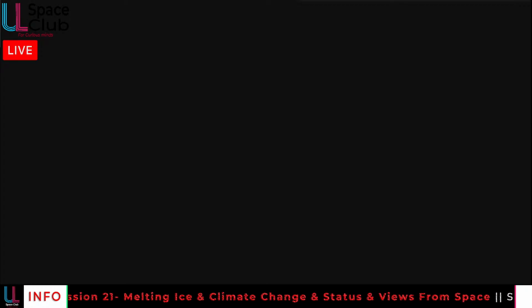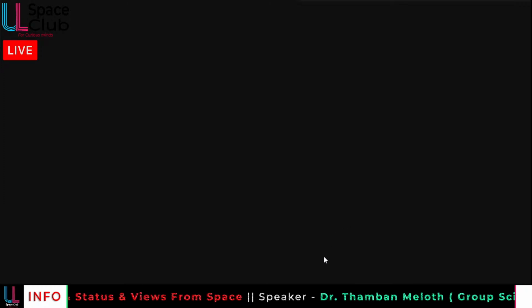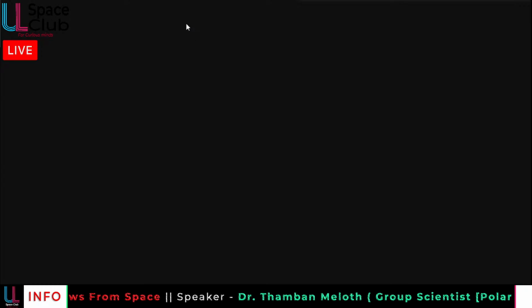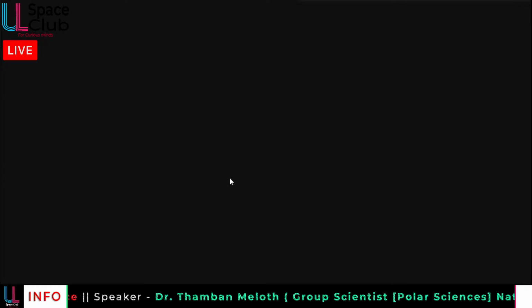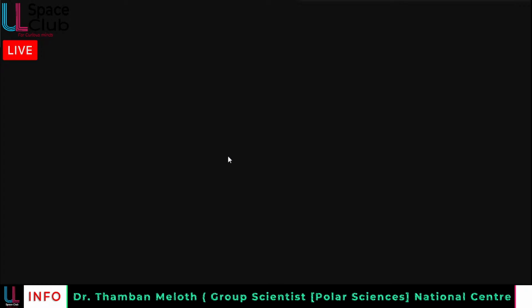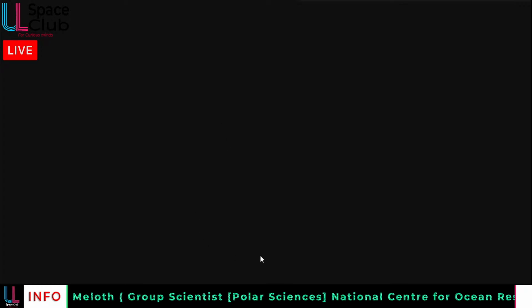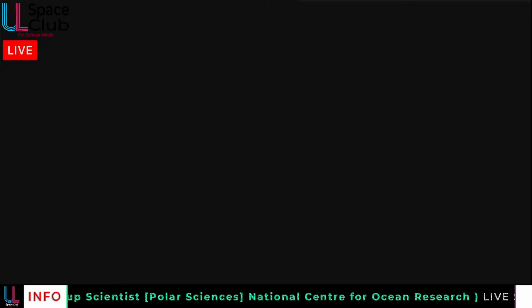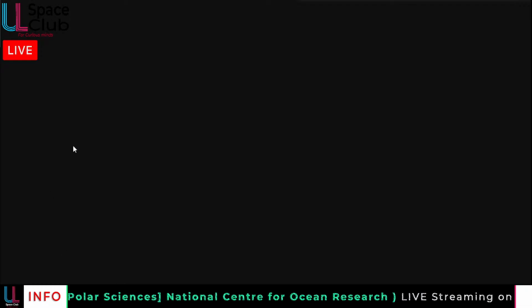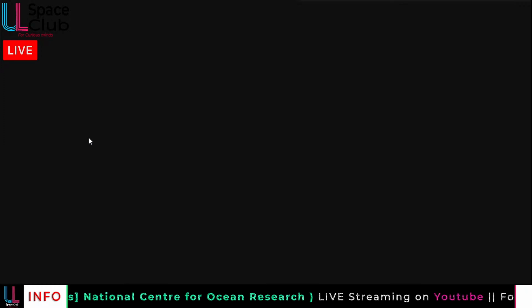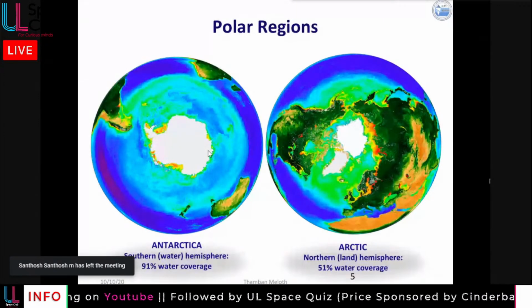So within the polar regions, the two major poles, Antarctica in the southern hemisphere, around the South Pole, is a land surrounded by the ocean. And if you look at the southern hemisphere itself, we call it a water hemisphere, because other than Antarctica and parts of three continents, South America, Africa, and Australia, 91% is covered by water.